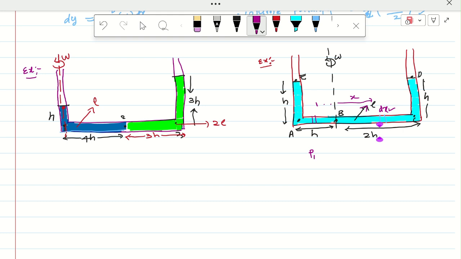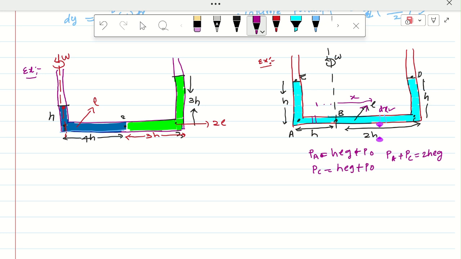Therefore, Pa is equal to H rho g plus P naught. Pc is equal to H rho g plus P naught. That means Pa plus Pc is equal to 2H rho g. So you can go with this as 3 and 1 like that. So 2H into rho g.